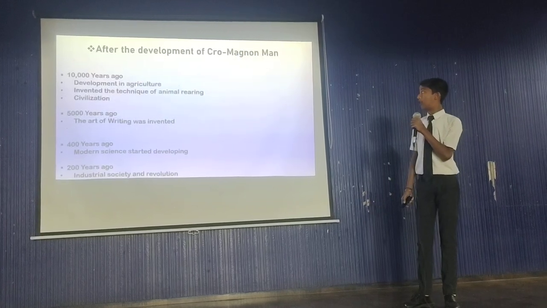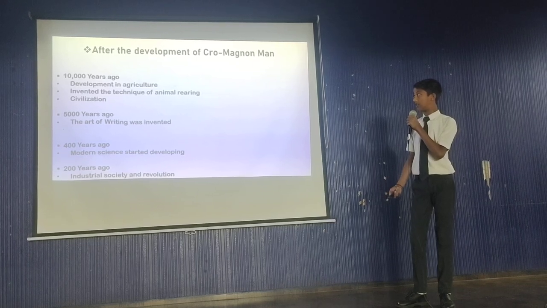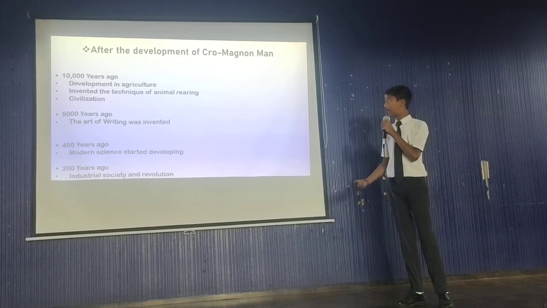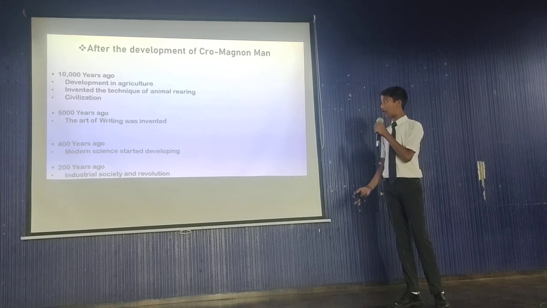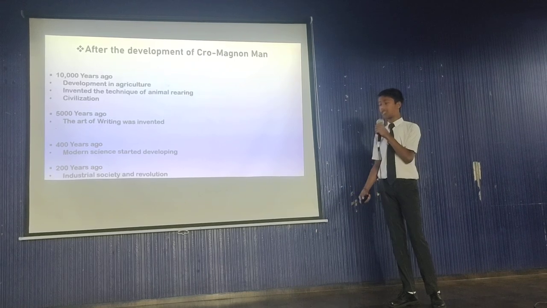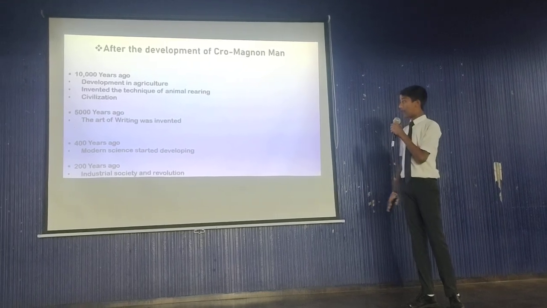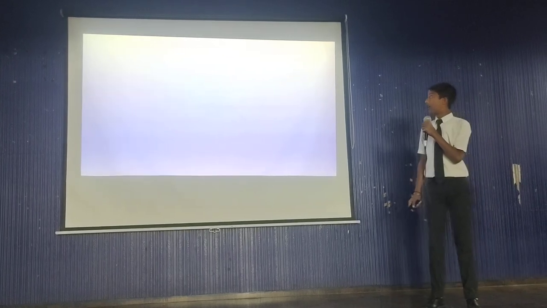After the development of Cro-Magnon man 10,000 years ago, development in agriculture invented the technique of animal rearing, and civilization took place. 5,000 years ago, the art of writing was invented. 400 years ago, modern science started developing. 200 years ago, the industrial society and revolution began.